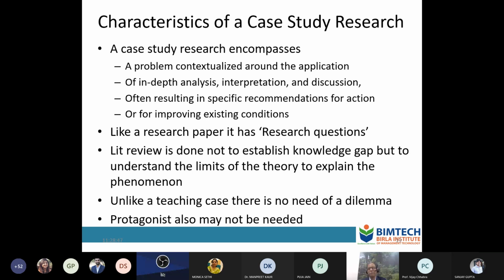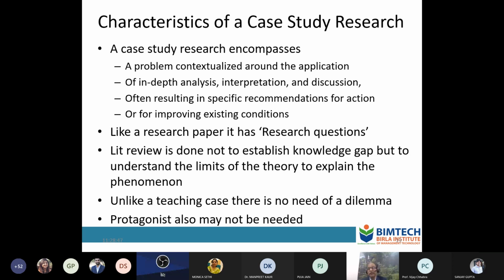This is what we are looking for. This is what is known as contribution. So there has to be a research contribution, a theoretical contribution of a research case. And this happens very well when you choose to apply qualitative case study research. And that happens because of right selection of theory, theoretical lens.